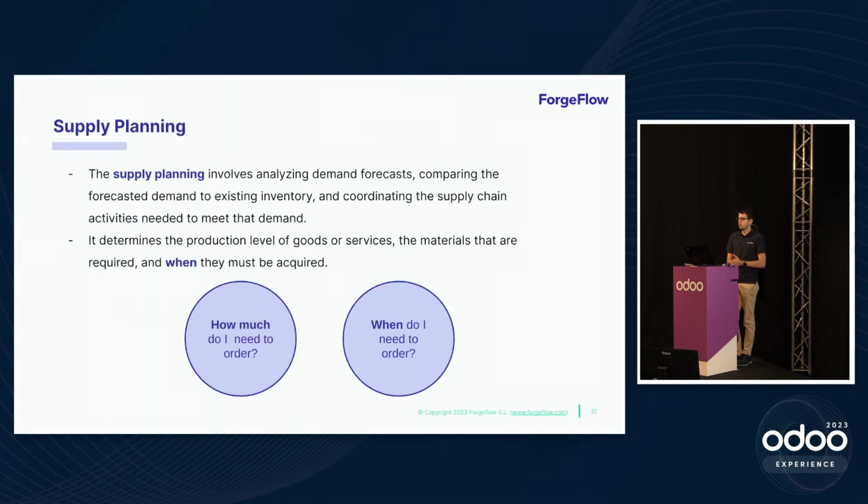Okay, so we reach supply planning. At this point, we have the demand forecast, we have our ideal inventory levels, we have our buffers, the size, the different colors. Now we need to coordinate that to answer these questions: how much do I need to order and when do I need to order?